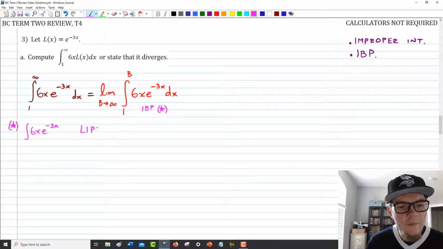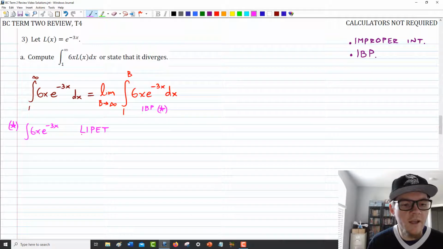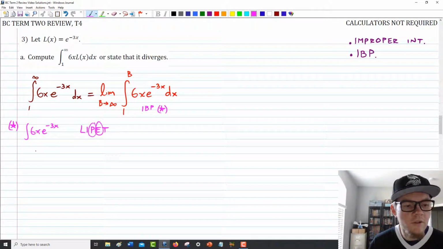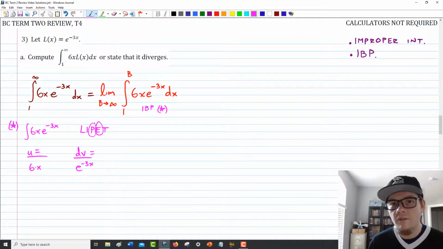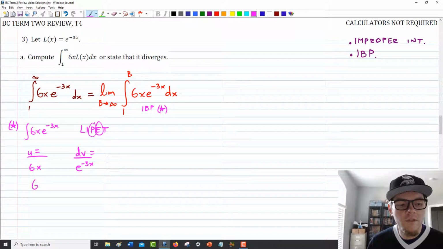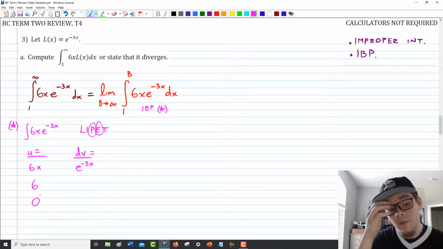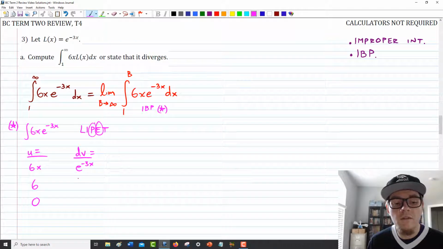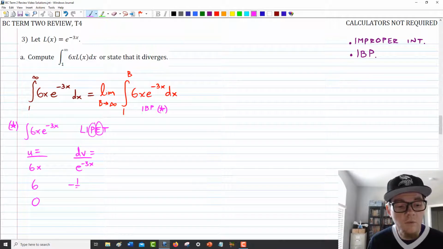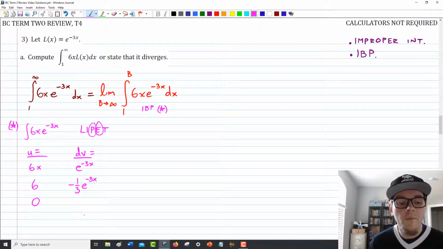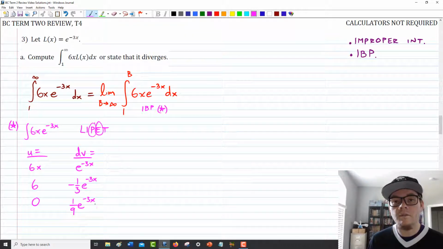Using LIPET to deal with this product inside the integrand, it says we've got a polynomial and an exponential. That means we're going to let the u side be equal to 6x, and the dv line is going to begin with e to the negative 3x. From here, we'll start differentiating on the u's. So u's derivative will be 6, and the derivative of 6 will be 0. On the other side, with dv, e to the negative 3x, using u substitution would give us a factor of negative 1/3 in front. So this will be negative 1/3 e to the negative 3x. And then differentiating one more time will give us positive 1/9 e to the negative 3x.